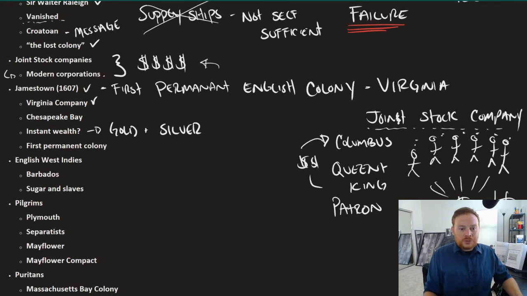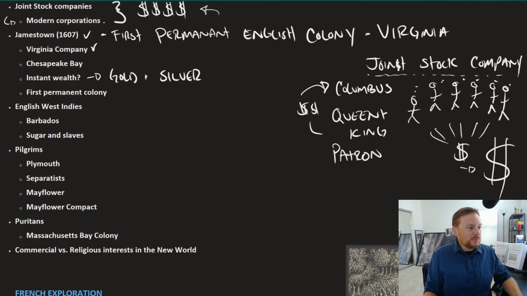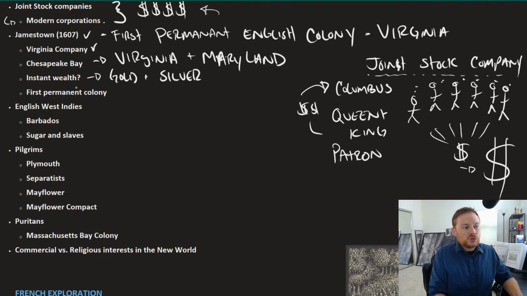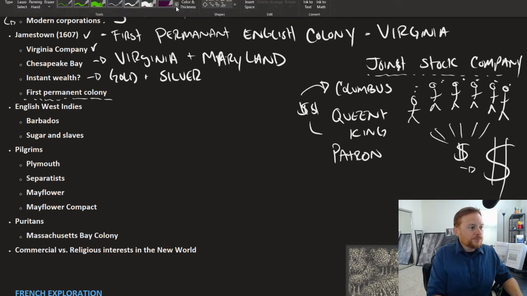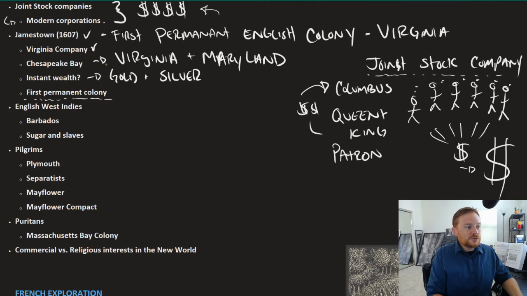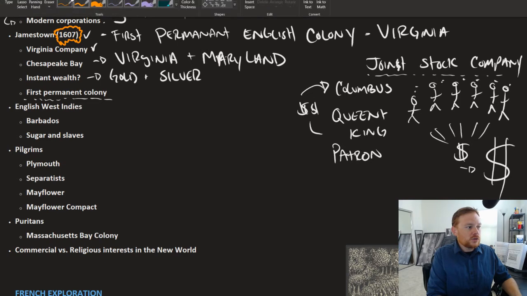Where the Jamestown colony was created was in the Chesapeake Bay. This is modern day Virginia and Maryland. And even though the colony really struggled early on and didn't find the gold and silver, which we'll talk about, it did become the first permanent colony. So that's good to know. And if you're a stickler for dates or need to know specific dates, 1607 is typically a good one to remember. Again, that being the first permanent English colony in the New World.